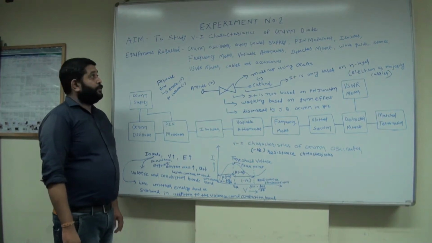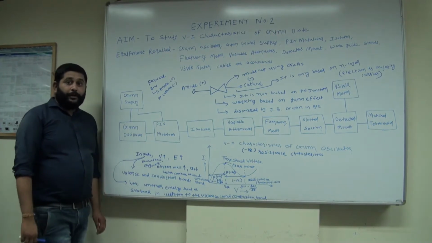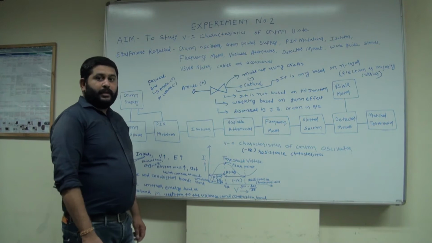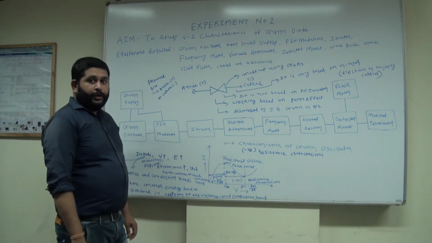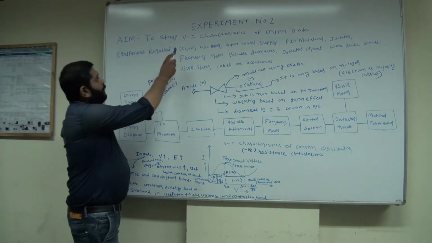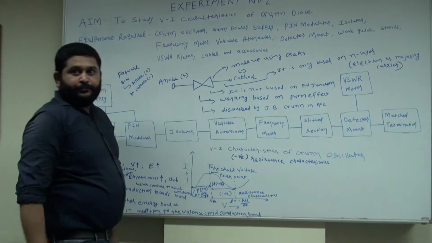Hello student. In RF and microwave laboratory, today we will explain experiment number 2. The aim of experiment number 2 is to study the VI characteristics of Gunn diode.